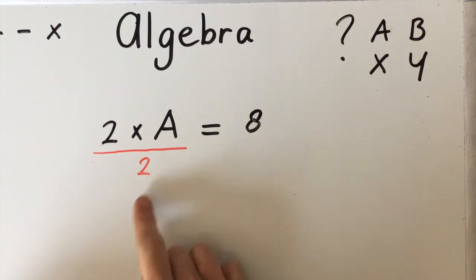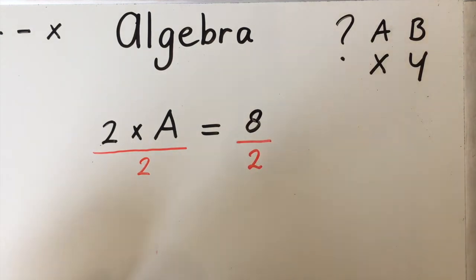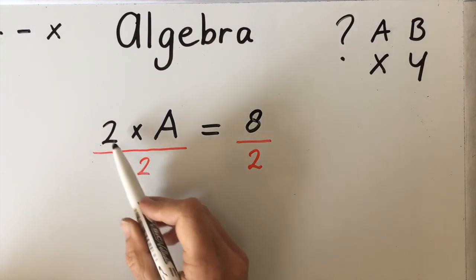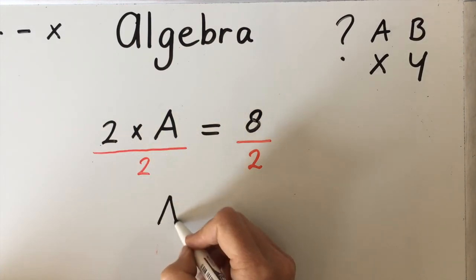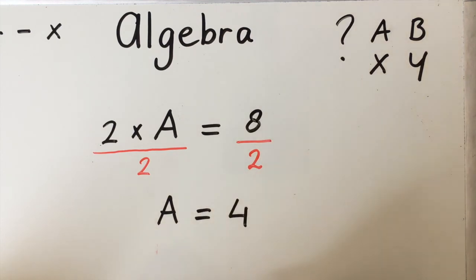If I divide something here by 2, I need to do the same thing on the other side. So what do I get now? This is 1a, and 8 divided by 2 equals 4. And that's the answer to this problem.